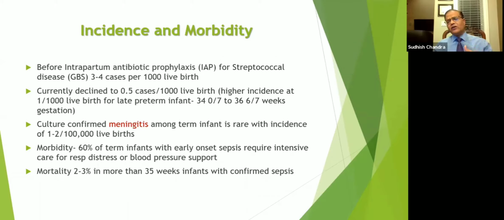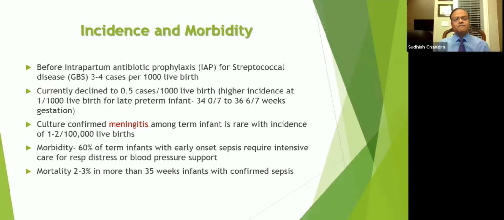Incidence and morbidity. Again, I'm going to allude to IAP, which is intrapartum antibiotic prophylaxis for strep or GBS. We used to have an incidence of almost 3 to 4 cases per 1,000 live births. Since IAP has been started, it has dropped significantly to 0.5 in term infants. However, in late preterm infants, from 34 weeks to 37 weeks, it can be 1 per 1,000. It doesn't seem like too much, but it is double the incidence in term infants.